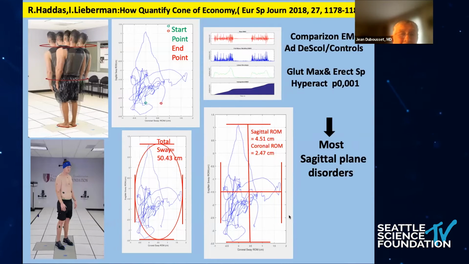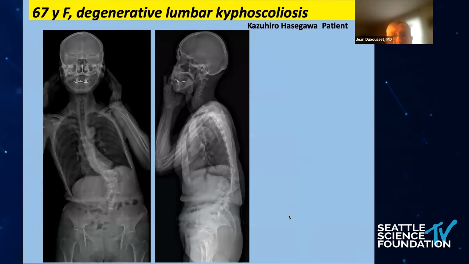And Ronadat and Isadore Lieberman in Dallas try to quantify this cone of economy, and they did a very good examination, very good work comparing with the EMG between degenerative scoliosis and control, and show clearly the very important function of the gluteus maximus and rectus spinae. And most of the sagittal disorder, of course, were on the sagittal plane.